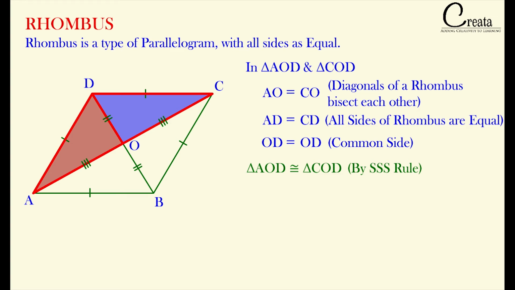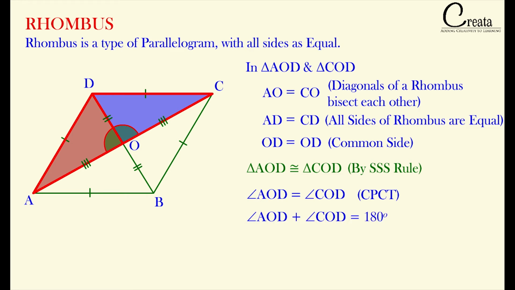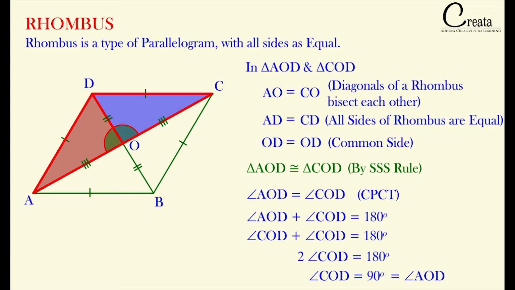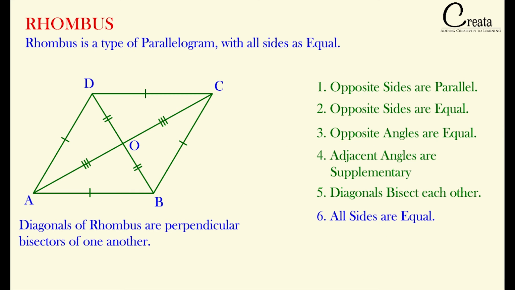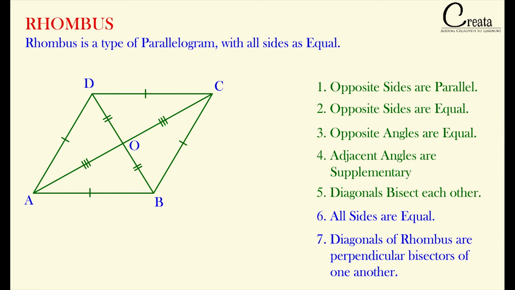By CPCT, we get angle AOD is equal to angle COD. And we know the sum of angles on a straight line is 180 degrees, a linear pair of angles. So angle AOD plus angle COD is equal to 180 degrees. So we get angle AOD is equal to angle COD, which is equal to 90 degrees. This is the proof. So we can say the diagonals of a rhombus are perpendicular bisectors of one another. That's all about the rhombus.